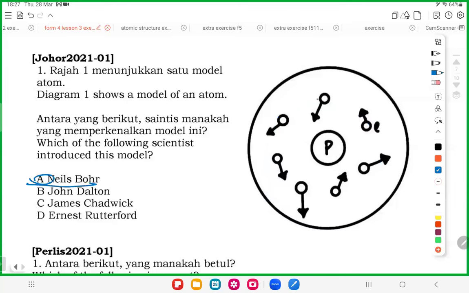All right. Any one of you thought the answer is A? Let me know in the chat box. You type to me. Any one of you thought the answer is A? Anyone?